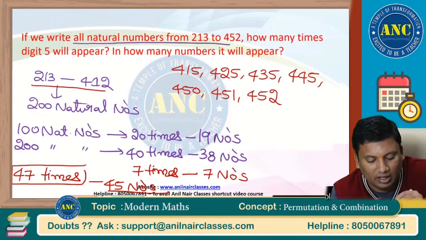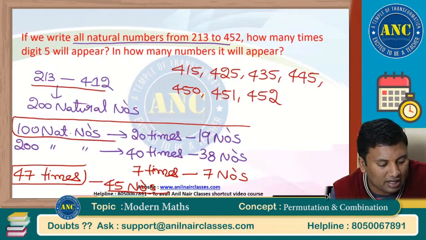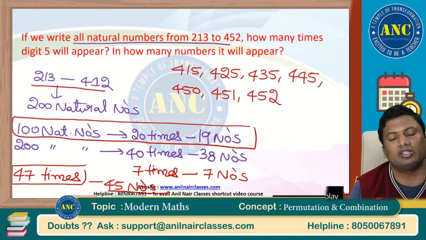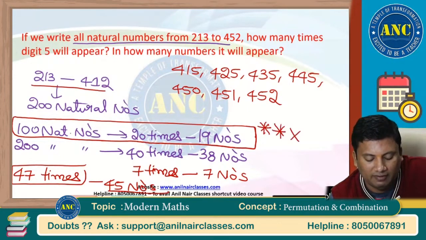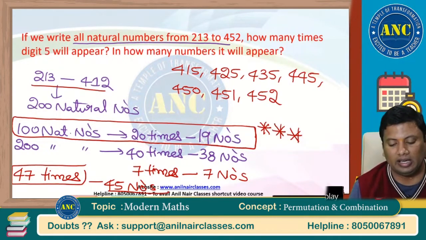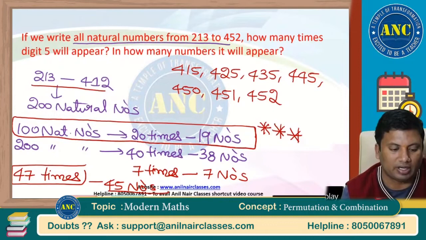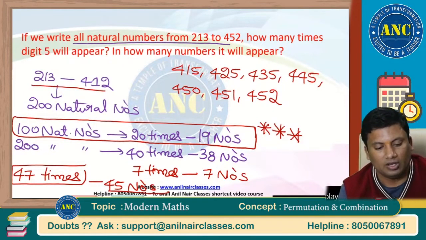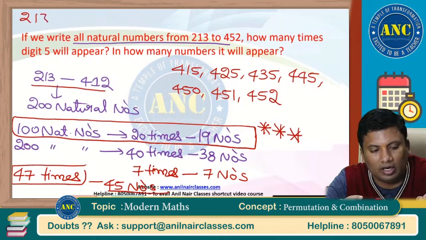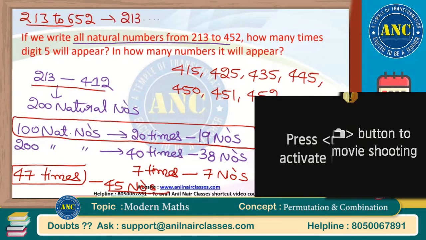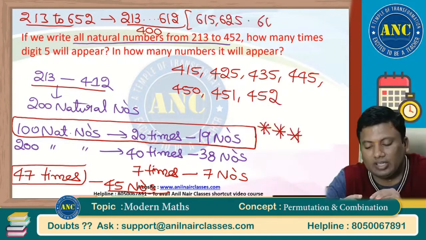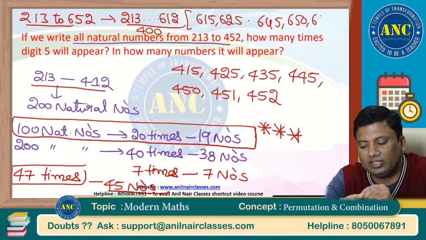Very, very easy concept if you know it. In a set of 100 natural numbers, every single non-zero digit appears 20 times but in 19 numbers. Extremely important concept. Even if it is from 213 to 652, you can easily solve. From 213 to 612, how many numbers are over? 400 numbers are there. Afterwards, count it: 615, 625, till 645. Next it is 650, 651, 652.